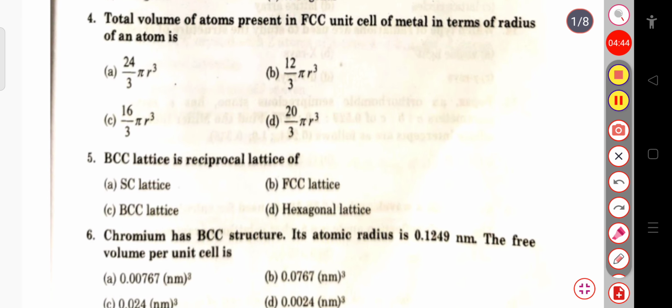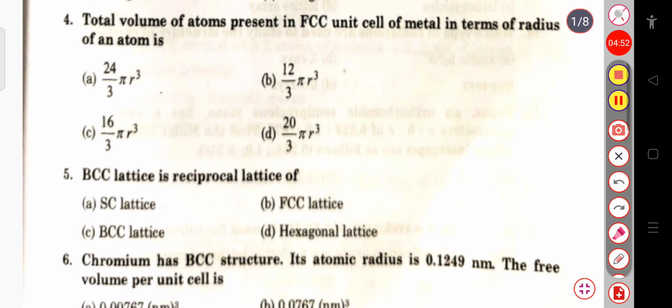The total volume of the atoms present in an FCC unit cell of the metal, in terms of the radius of an atom, is... here the answer is 16 by 3 pi r cube. So the total volume of the atoms present in the FCC unit cell of the metal in terms of the radius of an atom will be 16 by 3 pi r cube.